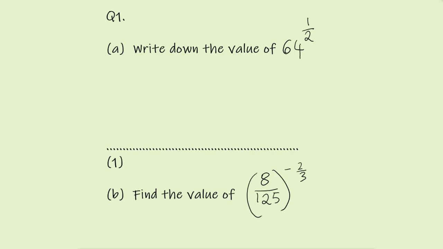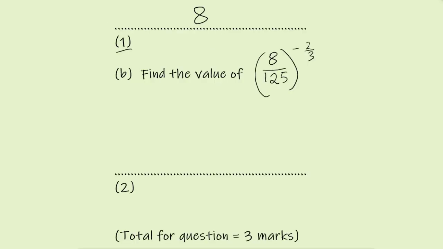Let's look at question 1. Write down the value of 64 to the power of half. And we know anything to the power of half is the square root of that number. So we can find the square root of 64, which gives us 8, because 8 times 8 is 64, and this is worth 1 mark.